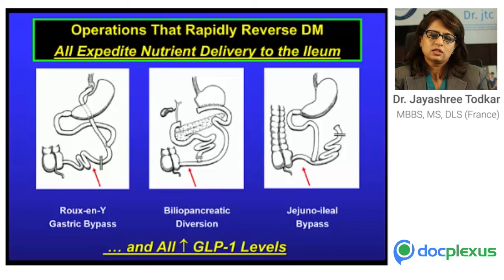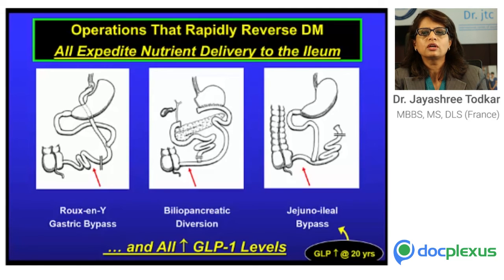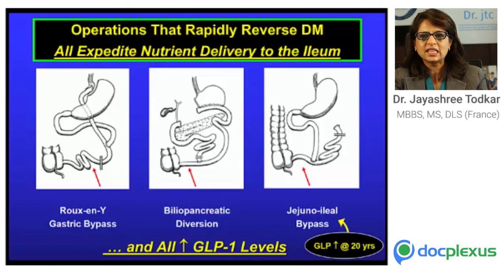These operations remove the hindrance in the insulin action through the GLP-1, and how they do it is really interesting and worth seeing. You can see that these are the operations. They rapidly reverse diabetes because of a strong insulin sensitizer action of GLP-1. These actions have sustained themselves even after 20 years.